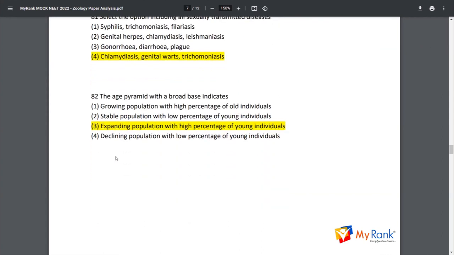Question number 82. The age pyramid with a broad base indicates. While having an age pyramid representation, whenever there is a large, broad base, it indicates the number of youngsters in that population. So whenever we have a broad base in an age pyramid, it indicates that the population of that area is going to increase in the near future. So an age pyramid with a broad base indicates an expanding population with a high percentage of young individuals, which is option 3.